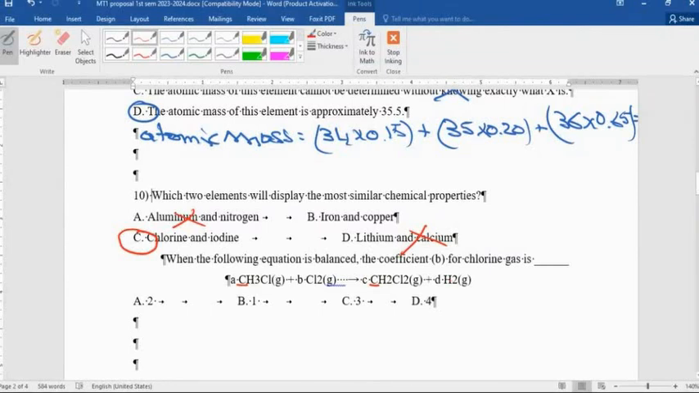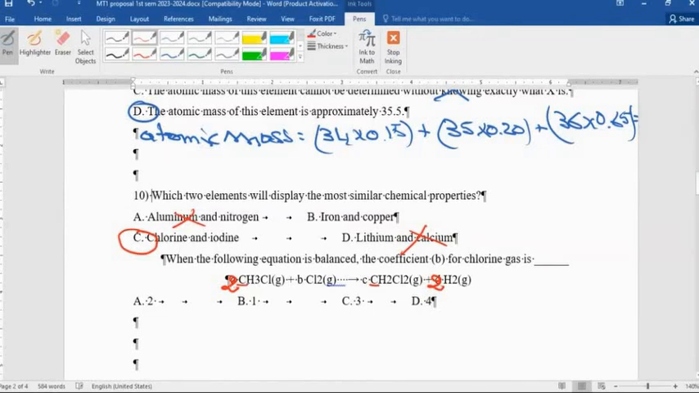6 will be equal to what? 6 will be equal to 2 plus 4, or 3 plus 3, or 4 plus 2. This is the 3 situation. Here I have 2 and here I have 2, so it will be easy to get 2. And how many hydrogen will I get here? I will get 6, so I have to multiply by 2.